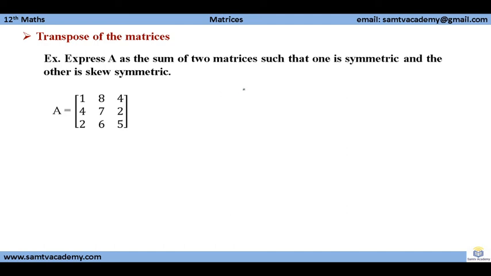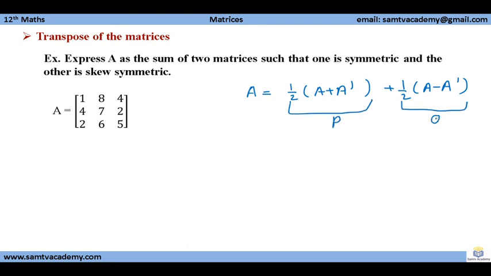First, what we know is that A is the sum of a symmetric and a skew symmetric matrix, that is 1 by 2 (A plus A transpose) plus 1 by 2 (A minus A transpose). So this is P and this is Q. First we will find out what A transpose is. A transpose will be equal to, we will make rows into columns: 1, 8, 4, 4, 7, 2, 2, 6, 5. This is A transpose.